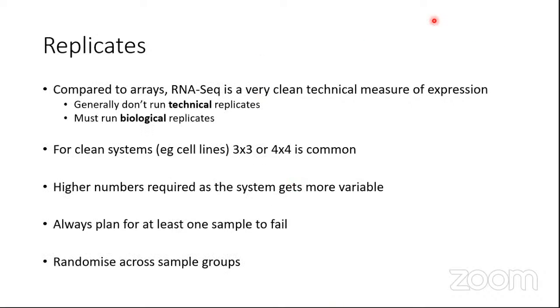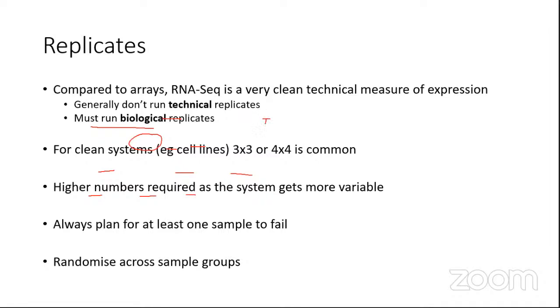So replicates: as I mentioned before, we have to choose the replicates widely. Compared to array, RNA-seq is a very clean technical measure of expression. Generally, do not run technical replicates for RNA sequencing data, but one must run biological replicates. For a clean system like cell lines, 3 by 3 or 4 by 4 is very common and optimal. A higher number is required when the system is more variable. Always plan for at least one sample to fail.